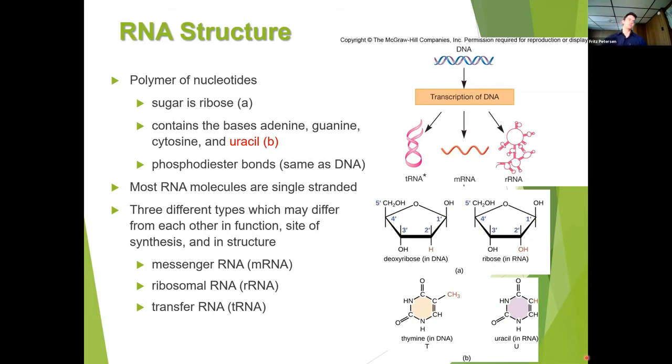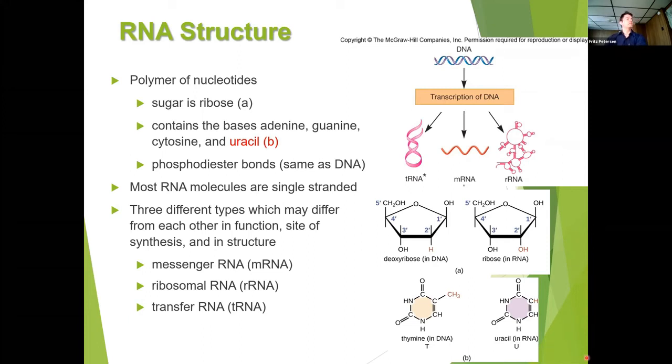But there are some similarities too. The phosphodiester bonds on the backbone of the molecule remain the same as they were in DNA. Another structural difference is that most RNA molecules are single-stranded. For those of you interested in microbiology or hoping to continue on, you will eventually deal with RNA that's double-stranded. For example, certain viruses have double-stranded RNA. The rotavirus is a good example. It's the most common cause of acute gastroenteritis in infants and young children worldwide, and it has double-stranded RNA.